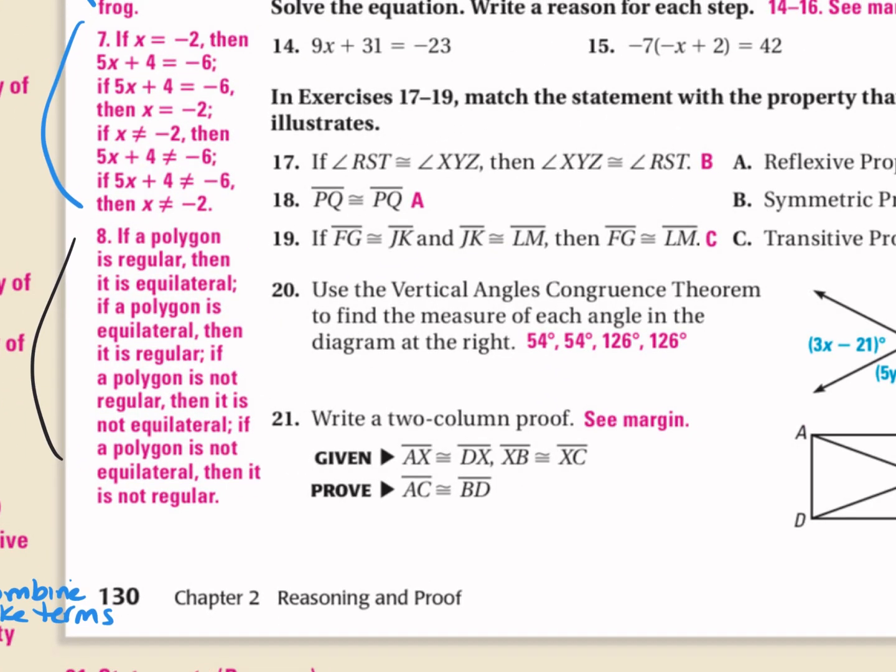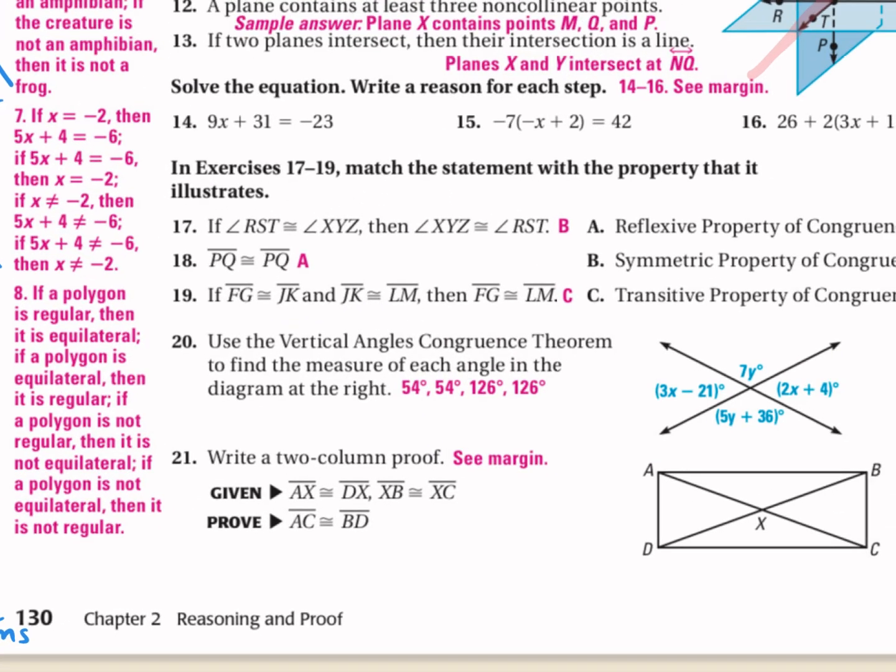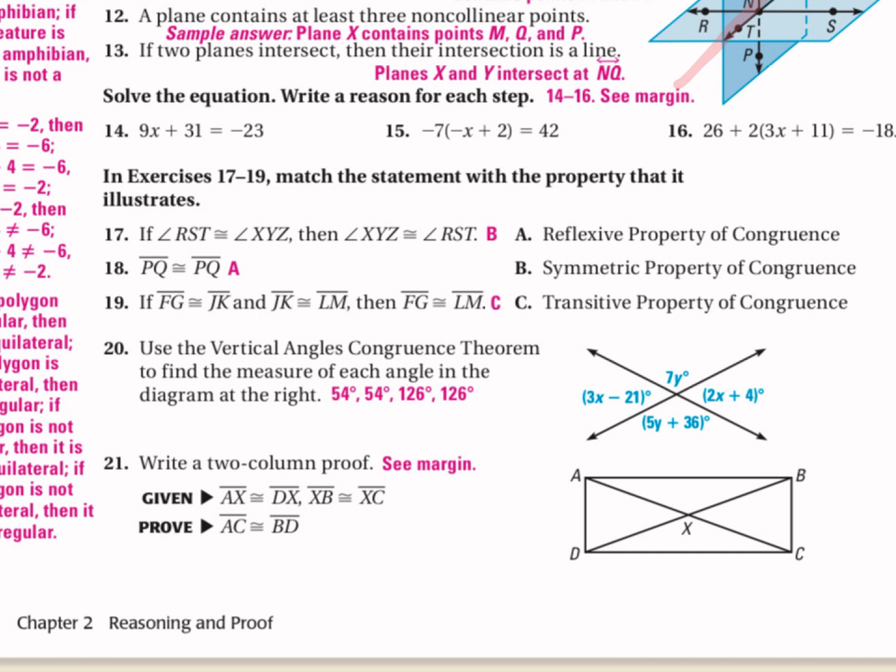Then number 17, 18, and 19, you're just identifying the property. So 17 is the symmetric property. Think of the word then like the line of symmetry, and these all match. We've used number 18 quite often. That is our reflexive property. And then 19 is transitive. Notice the JKs cancel out, and you can conclude that FG is congruent to LM.